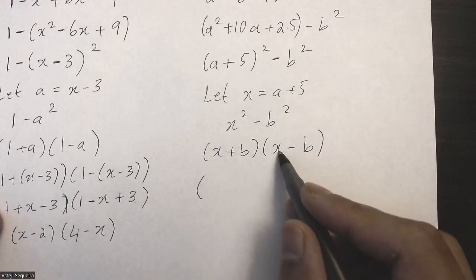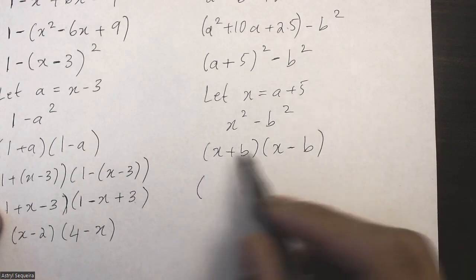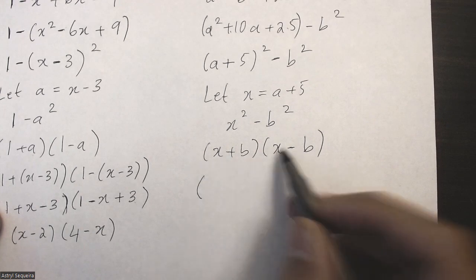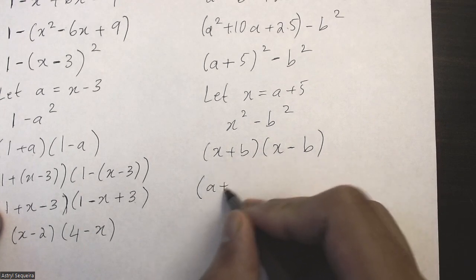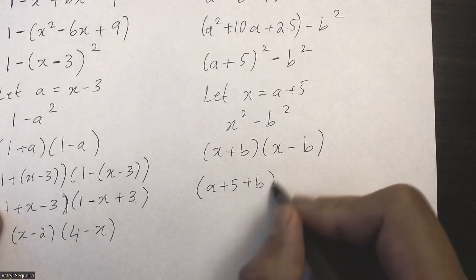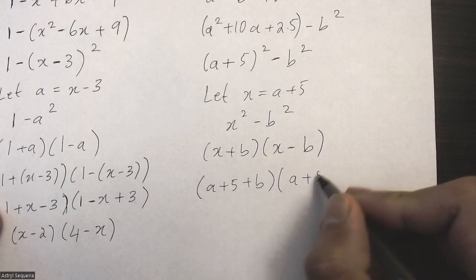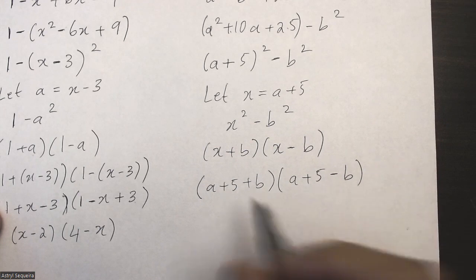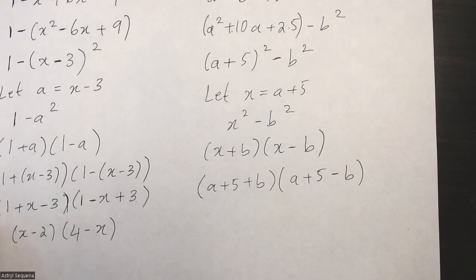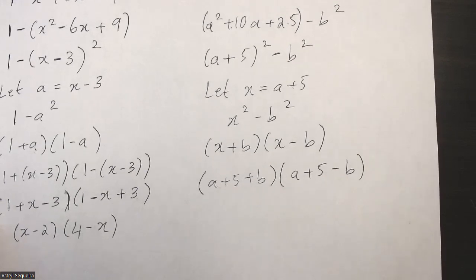Then I can replace the x's back with a plus 5. In this case, I don't need a bracket because there's nothing outside in front of the x's, so I don't need a double bracket. I can automatically just replace it, save a bit of time. And then there's nothing to combine here, so that's my final solution for this second question.